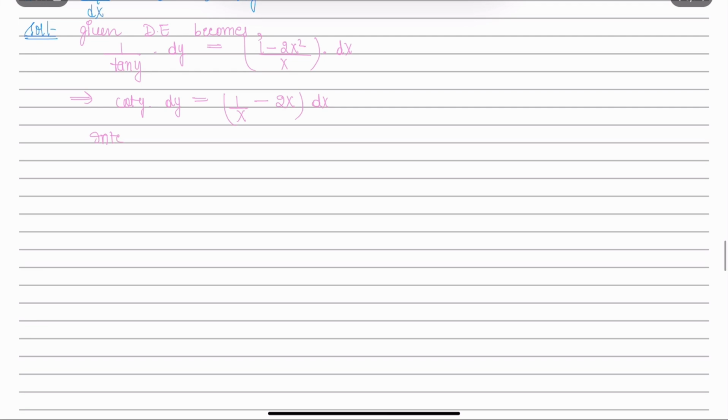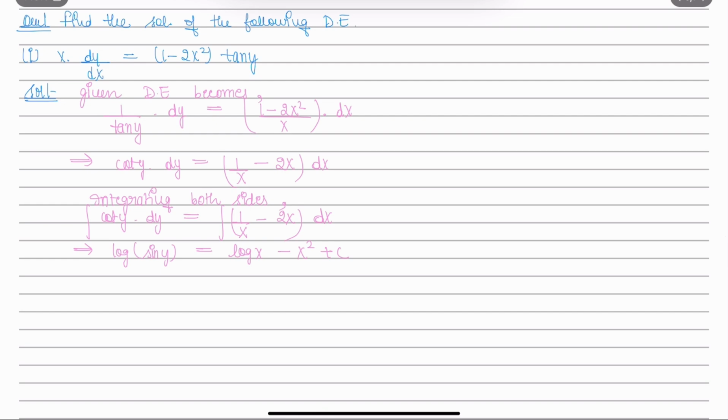Integrating both sides, we get integration of cot of y into dy is equal to integration of 1 by x minus 2x dx, and this becomes log of sin y is equal to log of x minus x square plus c. So this is my solution to the given differential equation. Second question.